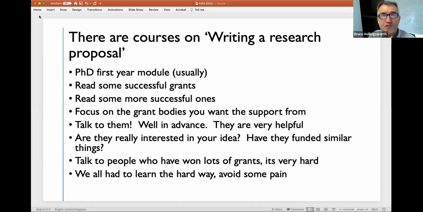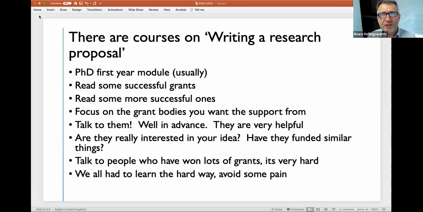Read some previous successful grants, okay? Then go and read some more successful grants, okay? I don't think you can do enough of that. You also need to focus on the grant bodies that you want support from, okay? Certain grant bodies don't fund certain things, okay? The more prestigious ones are often quite specific about the things they'll fund. Even when they put calls out for specific areas, there are certain things that they aren't interested in. Certain grant bodies aren't interested in funding anything to do with health economics. Certain ones are.